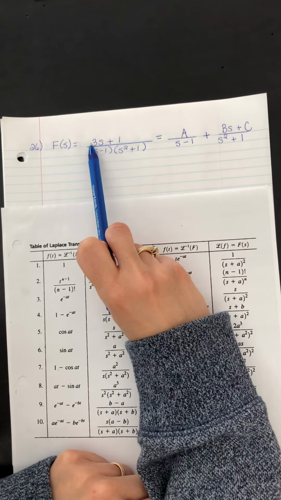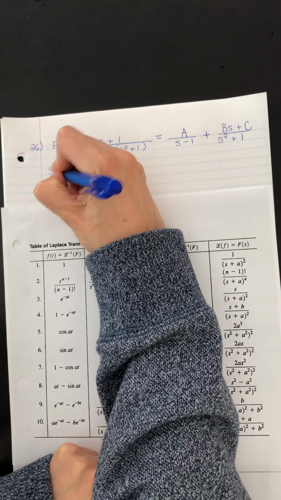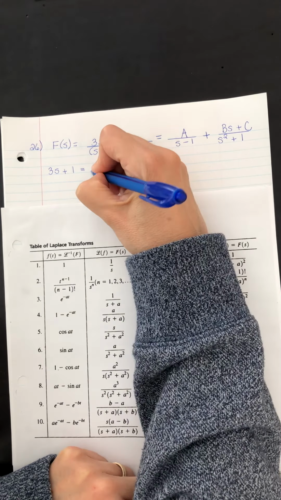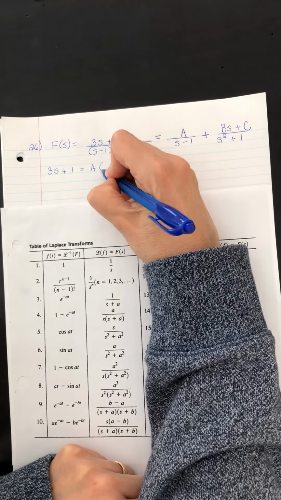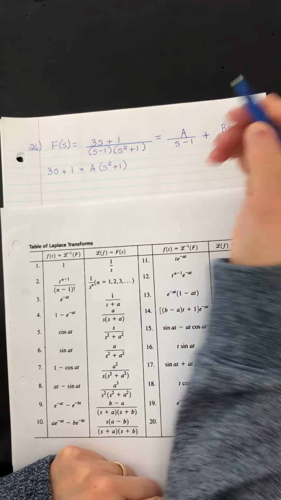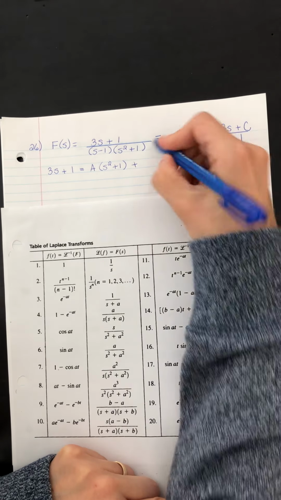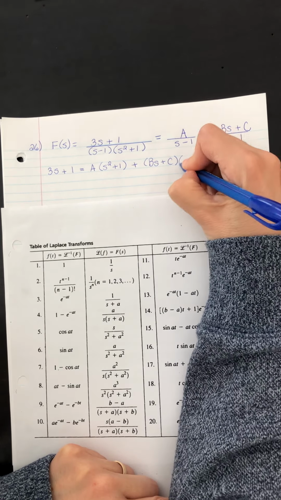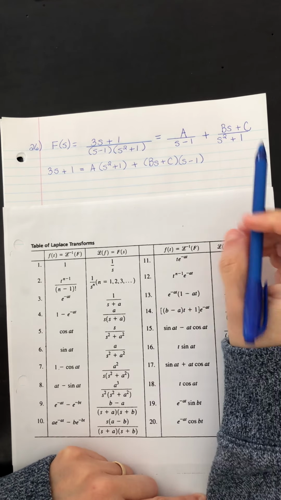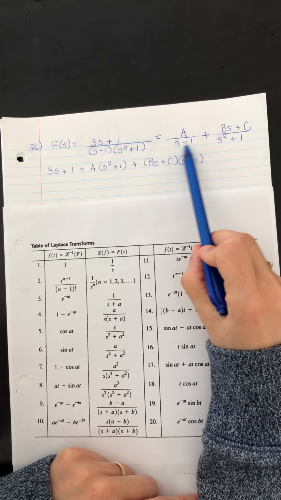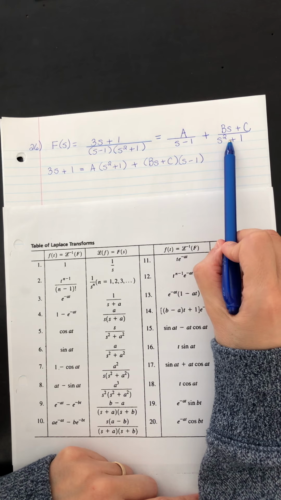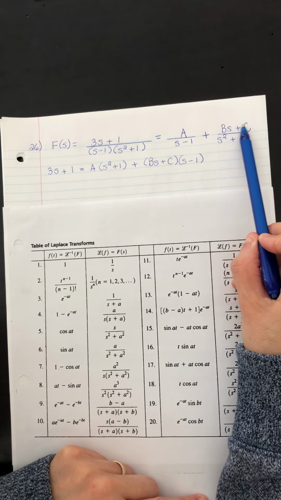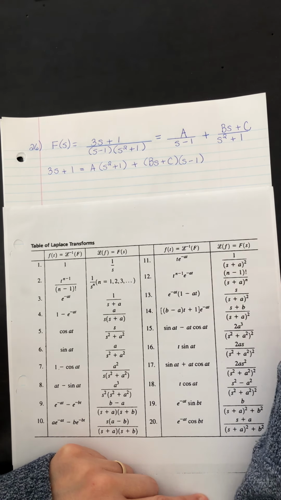Well, we take the original numerator, which is 3s plus 1, and we set it equal to A multiplied by s squared plus 1 plus bs plus c multiplied by s minus 1. So in other words, we're saying if we move to the common denominator, then a would be multiplied by this denominator, bs plus c would be multiplied by that denominator.